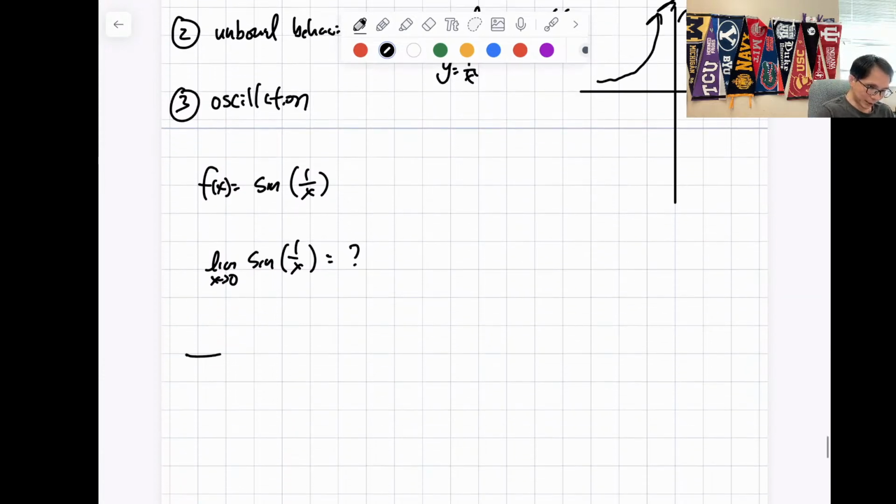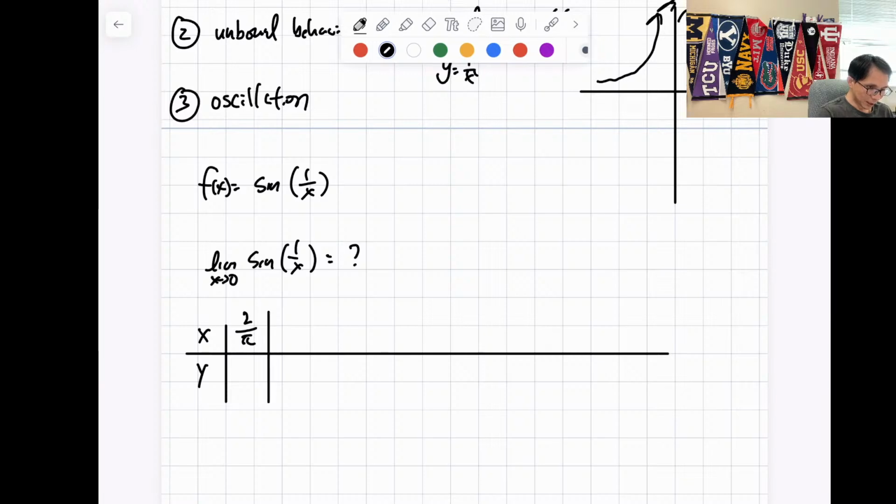However, I'm going to plug in some values, and these values are specially designed. The first value is 2 over pi. Can you tell me what happens if I plug in 2 over pi? Pi will be the reciprocal, right? What is sine of pi over 2? 1. Is that okay?